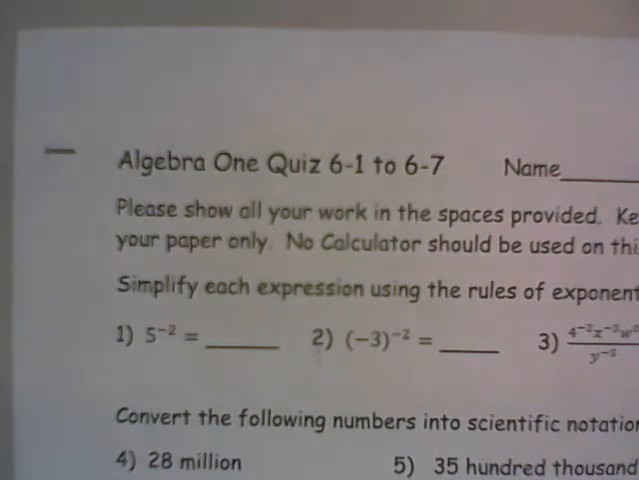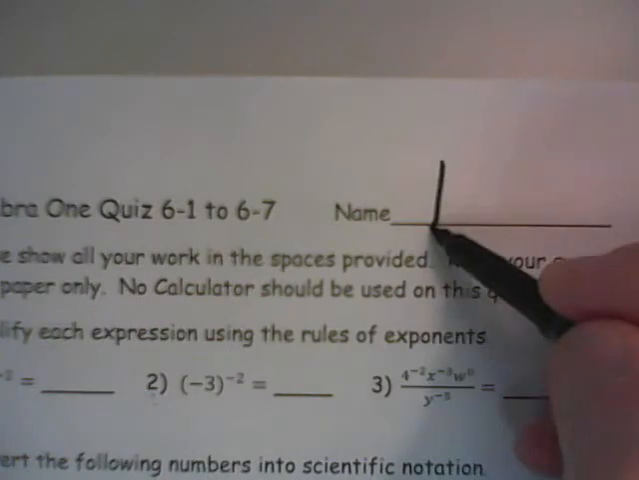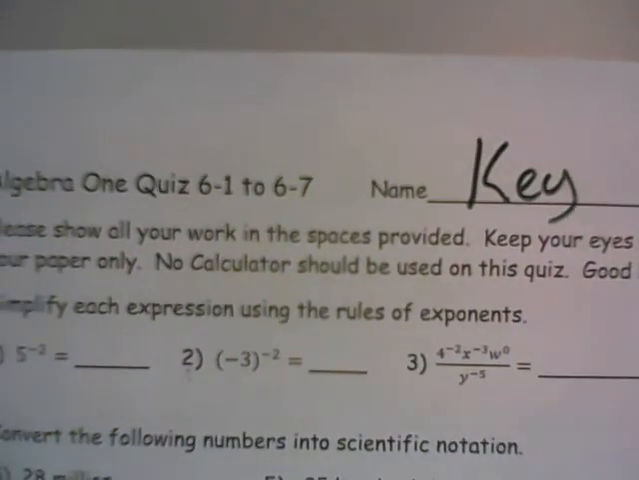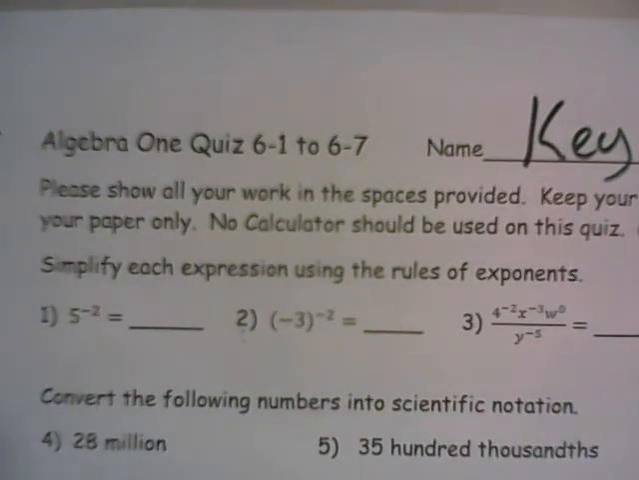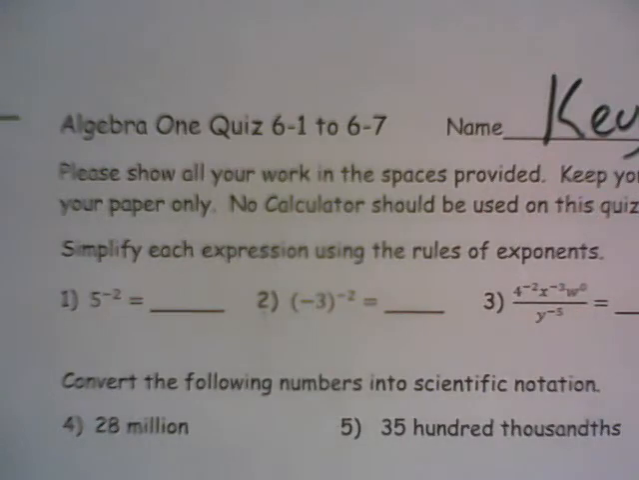Alright, this video is to help you with your corrections on our quiz from lessons 6.1 to 6.7. They're all about scientific notation and the rules of exponents. So we're going to be simplifying expressions with exponents and talking about scientific notation. So if you follow along with me here, and if there's anything that you get stuck on, you can rewind and watch it as many times as you want. But the first one, everything's worth 2 points.